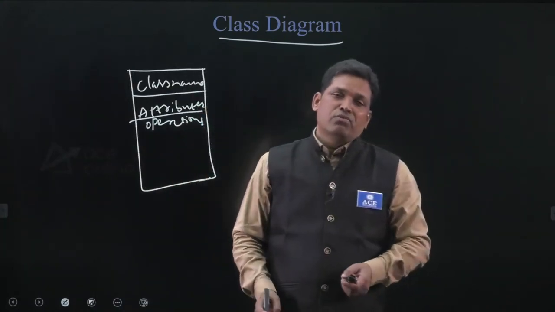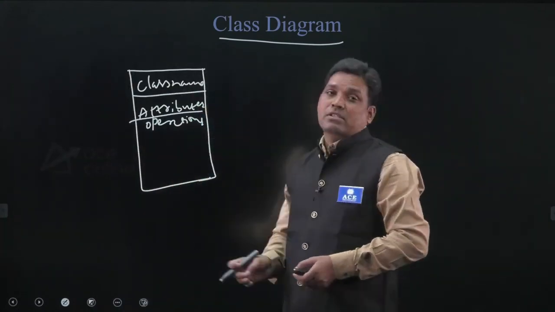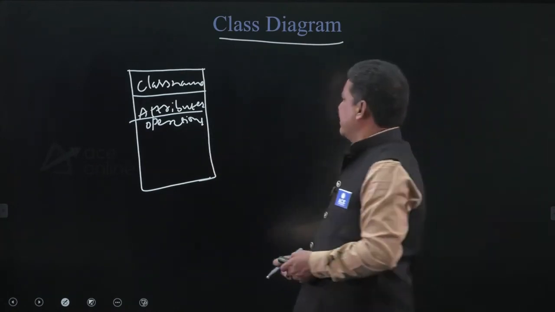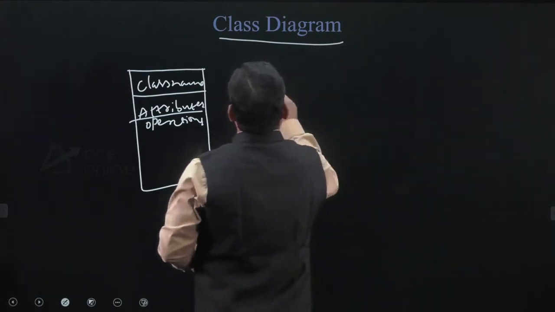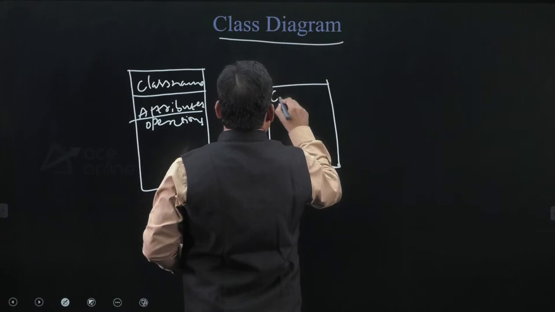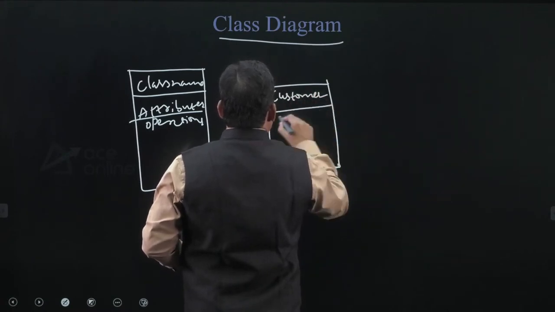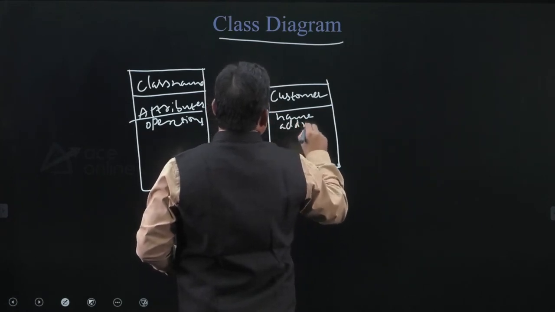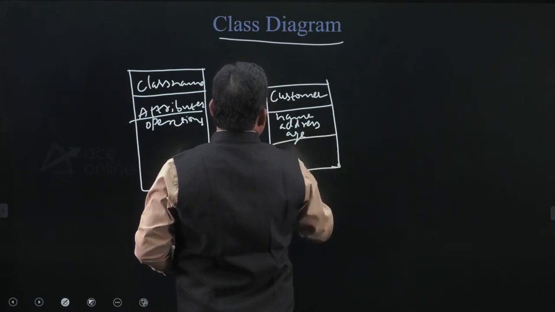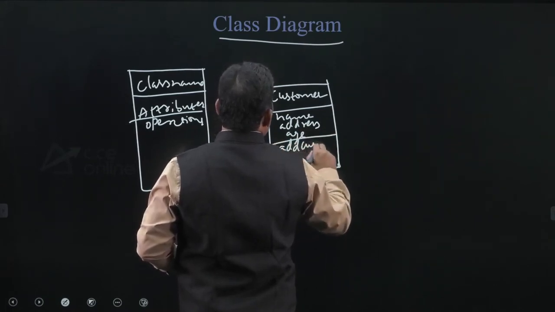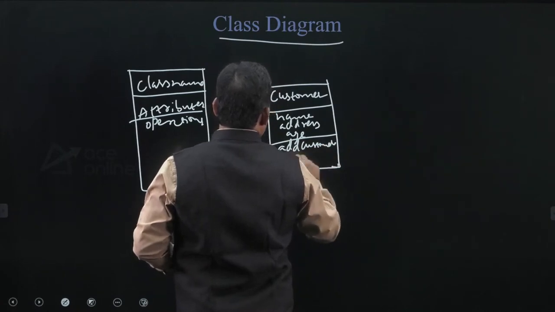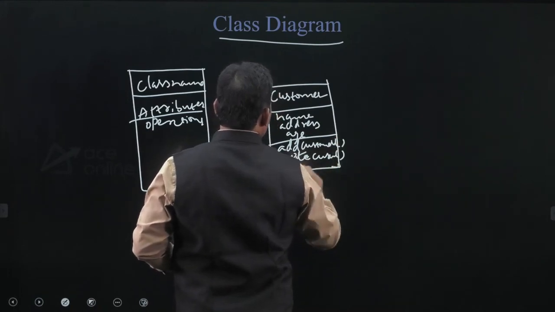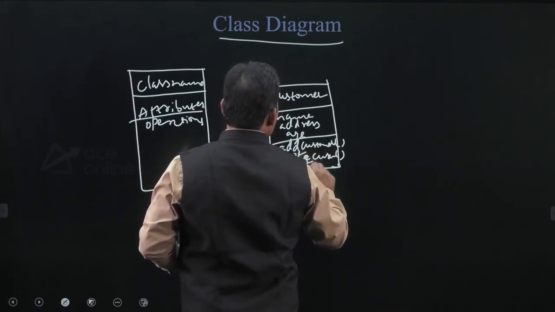To model the class diagram, the first and foremost thing is to identify the classes which belong to that particular application. Let's take the class diagram for an ATM application, which consists of various classes. Customer is one class. Its attributes are customer name, customer address, customer age. Its operations are add customer, update customer, delete customer.